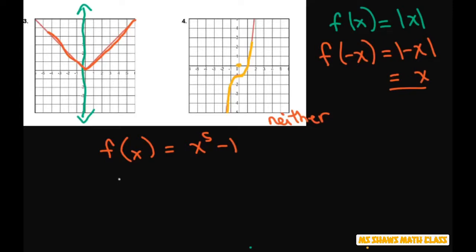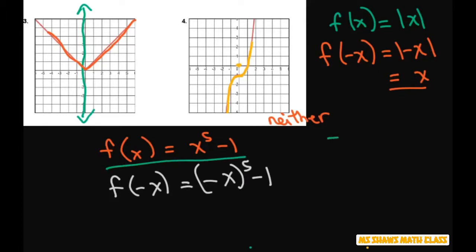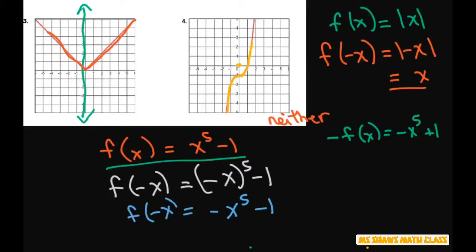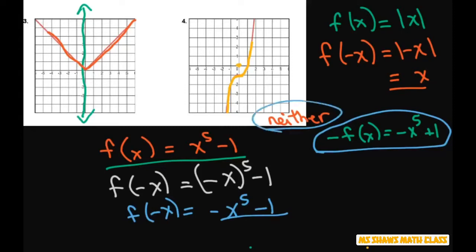And let's test it. So f of negative x equals negative x to the 5th minus 1. If it's even, it's going to look just, we know it's not even. So what would an odd look like? An odd, if this is my original, negative f of x would equal negative x to the 5th plus 1. So when we do this, we're going to get negative x to the 5th minus 1. That does not equal the negation of our function. So that means this is neither.